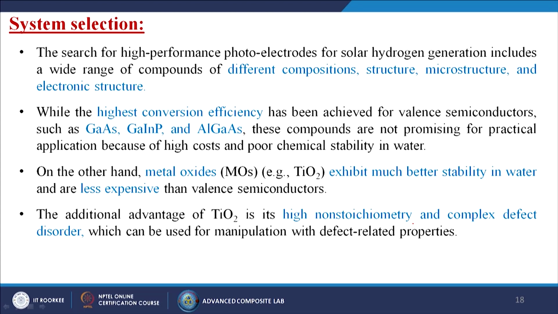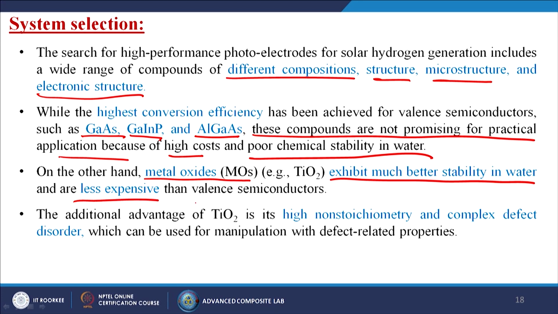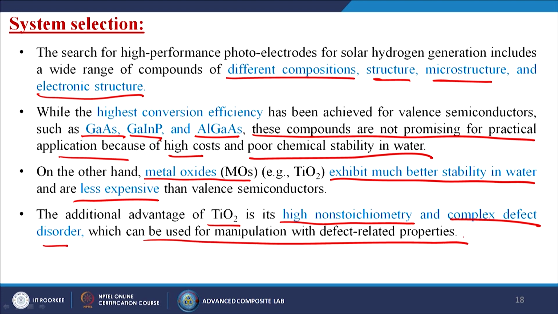Now, how are we going to choose the system? The search for high performance photoelectrodes for solar hydrogen generation includes a wide range of compounds of different compositions, structure, microstructure and electronic structure. While the highest conversion efficiency has been achieved for valence semiconductors such as gallium arsenide, gallium indium phosphide, aluminum gallium arsenide, these compounds are not promising for practical application because of high costs and poor chemical stability in water itself. On the other hand, metal oxides like titanium dioxide exhibit much better stability in water and are less expensive than the valence semiconductors. The additional advantage of titanium dioxide is its high non-stoichiometry and complex defect disorder, which can be used for manipulation of defect related properties itself.